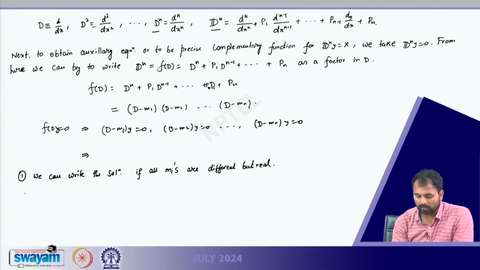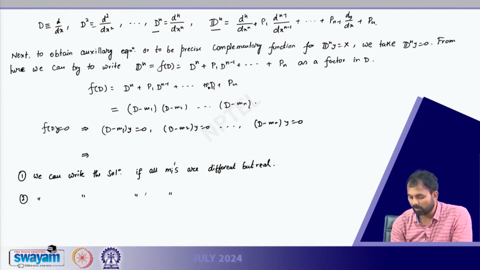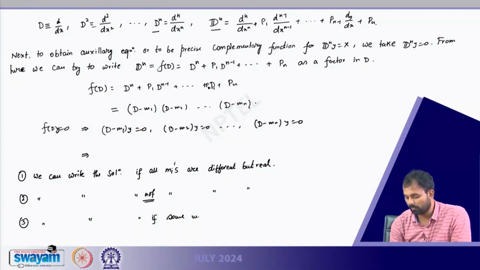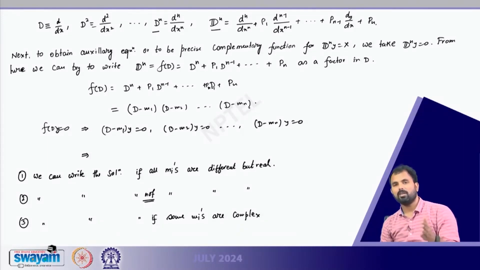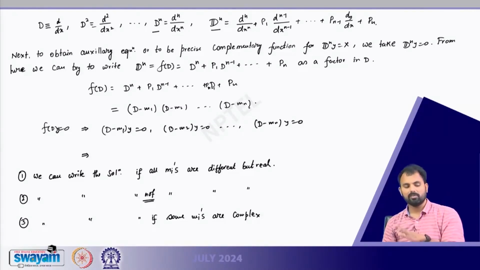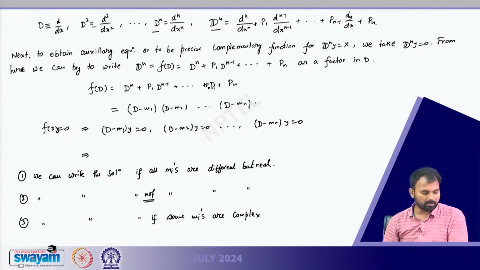just like before. Second, we can also write the solution if not all mi's are different but they are all real, right. And the third one is we can write the solution if some mi's or all of them are complex, right. So either it can be some, let us say m1, m2, or it can be all of them complex, and then in that case we can write down the solution accordingly. The number of terms will definitely increase, yes, no doubt.